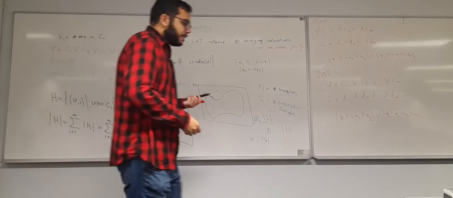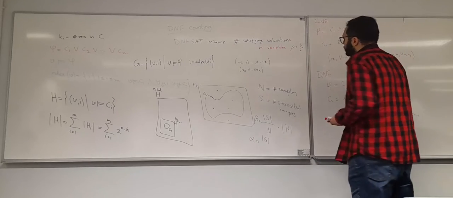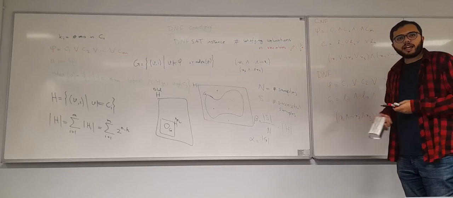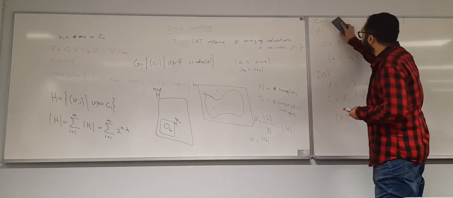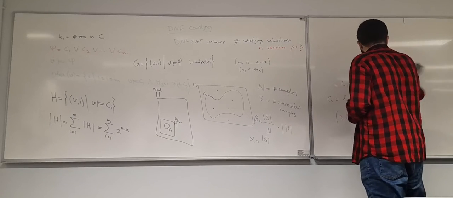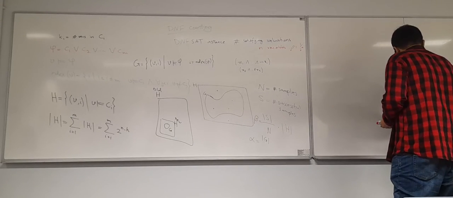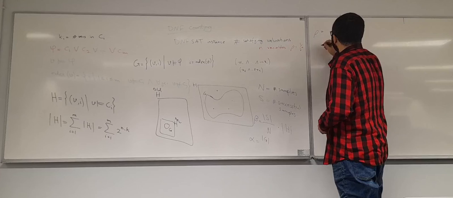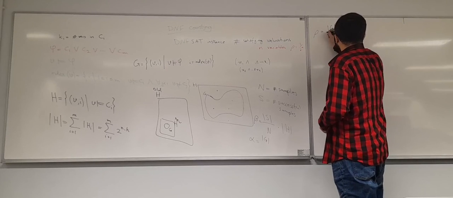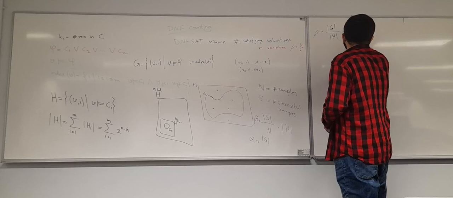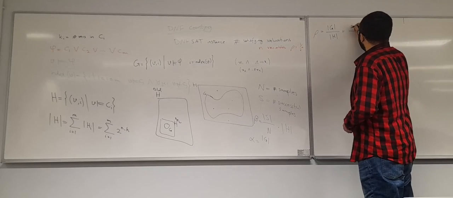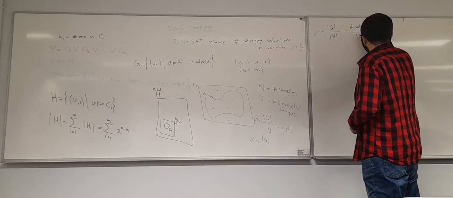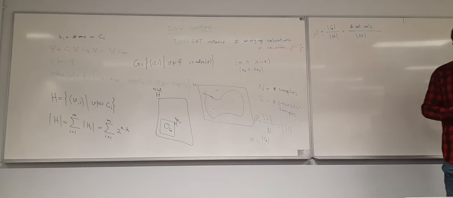Okay, the final step is of course to find a bound on rho, and if we can show that rho is at most 1 over some polynomial, then our whole algorithm runs in polynomial time. Okay. So, what is my rho? Rho is the size of G over the size of H. And remember, the size of G was the number of satisfying valuations, and the size of H is something that we have to find.